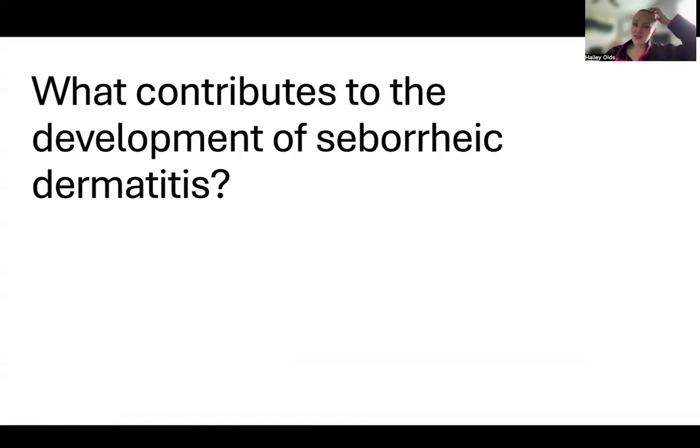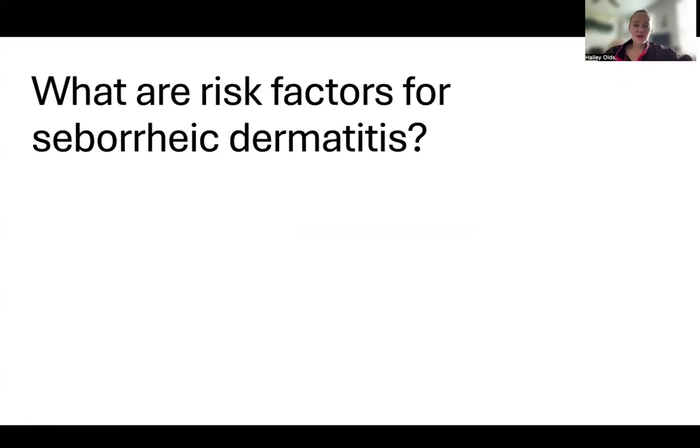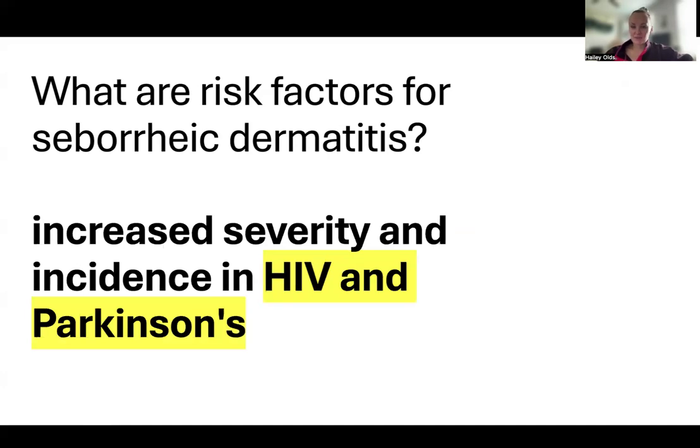Okay, what contributes to the development of sebderm? You see this in clinic all the time, and you tell them it's related to Malassezia furfur. So the sebum composition is altered as well, and then you have immune dysregulation too. But it's really that Malassezia furfur and the reaction to that. What are risk factors for sebderm? There are a couple of conditions where you see more exaggerated sebderm, and that is HIV and Parkinson's. I don't really know why, but that's just a factoid that you should know.